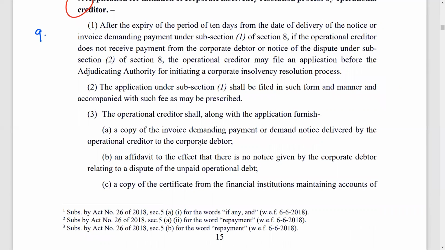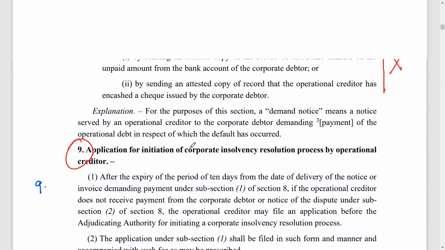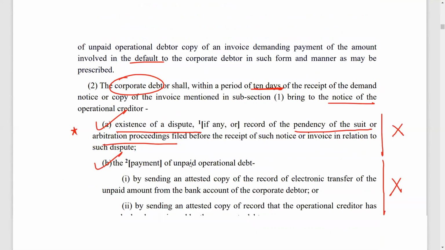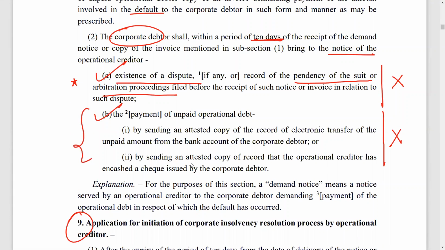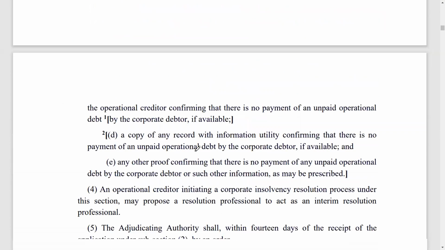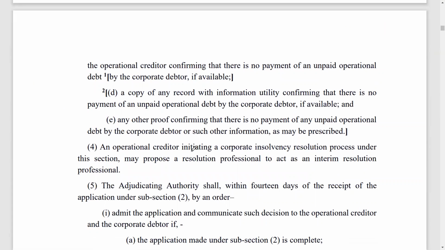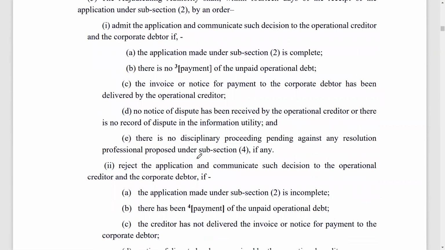And when the creditor is going to submit the application to the NCLT, it is going to tell the NCLT that we have complied with section 8. That is, we had submitted the demand notice to the corporate debtor. The corporate debtor has not submitted any payment receipt or any proof of the payment, or has not raised any dispute, or the dispute does not exist here. So in that case the NCLT is going to accept the application if NCLT is satisfied that there is a default. Okay, so the application is complete, the NCLT is going to admit the application.